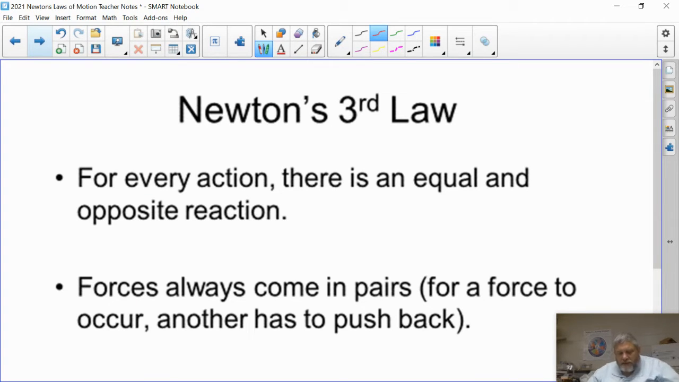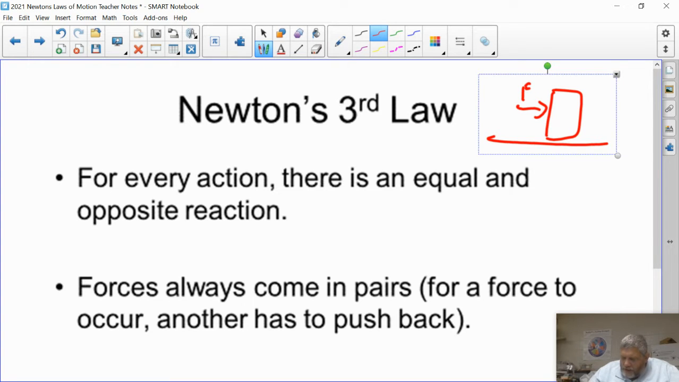So basically what that's saying is if I have a box here and I push the box with a force, that means the box pushes back at you with an equal force. That would be F here, but in the opposite direction. So in other words, if I'm sitting behind my desk and I push on my desk with a force of 100 pounds, the desk is going to push back on me with 100 pounds, right?